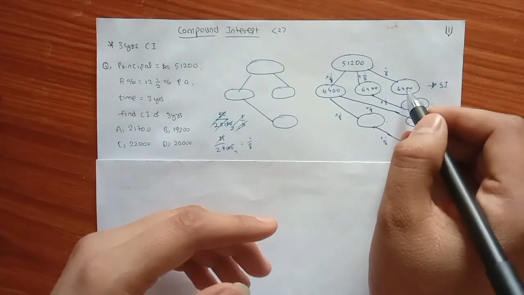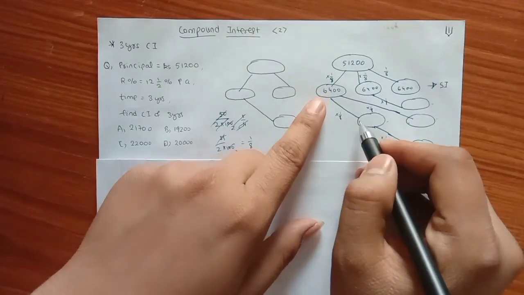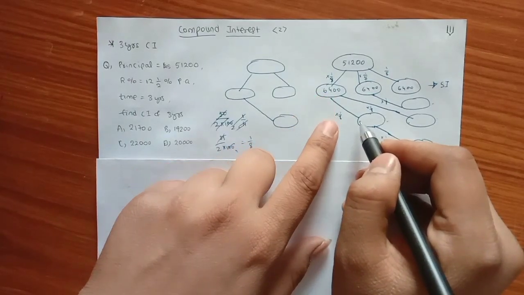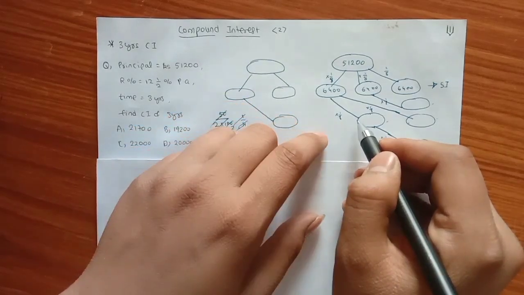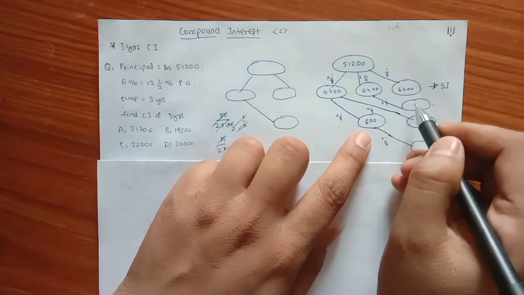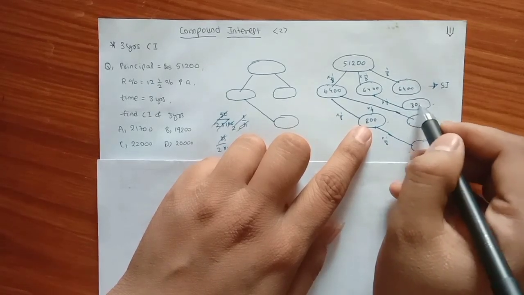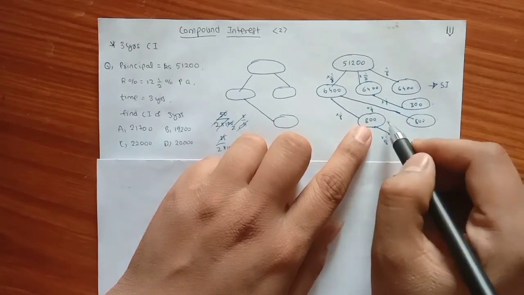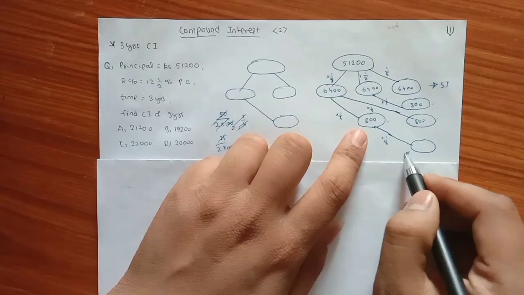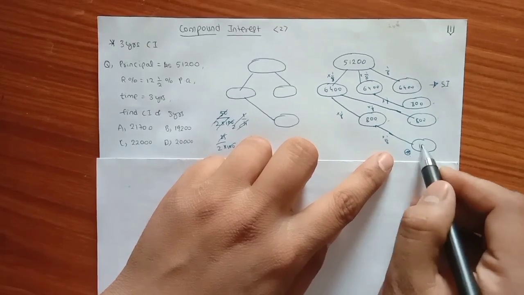Now we need to calculate the actual things. First we calculate the interest upon the interest. 6,400 multiplied by 1 by 8 gives 800. Here also 6,400 multiplied by 1 by 8 is 800, and this is also 800. We said these three things are the same. Now, the important thing among this: when we multiply 800 with 1 by 8, we get 100.